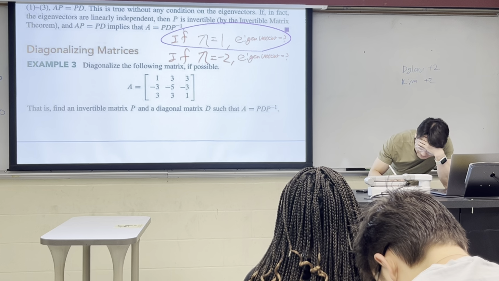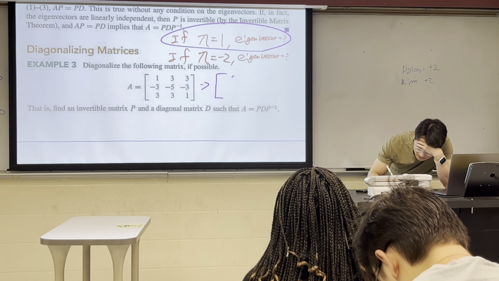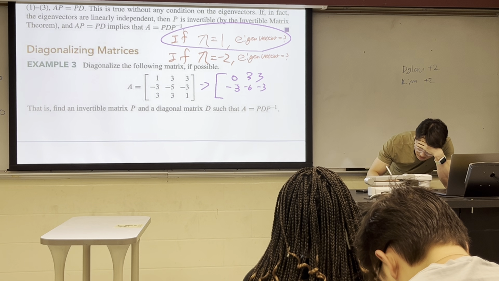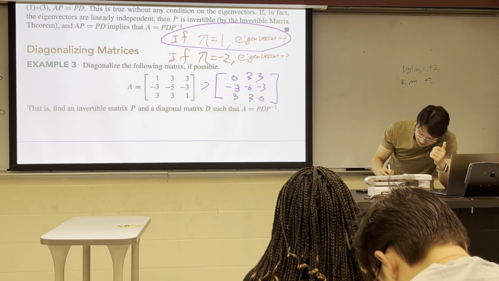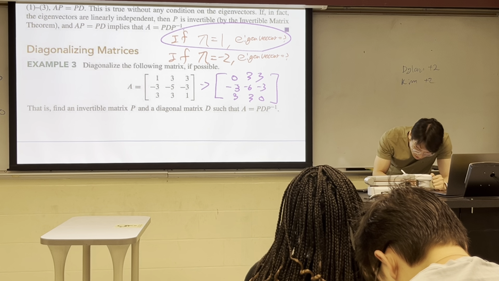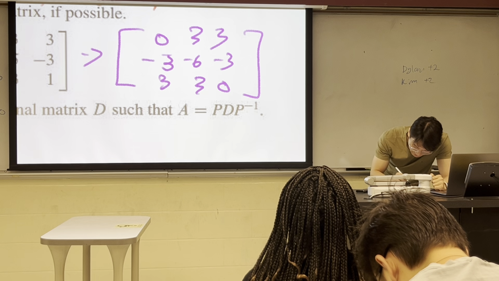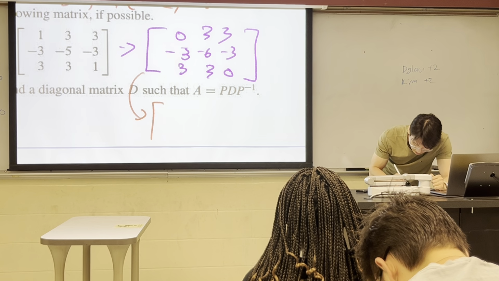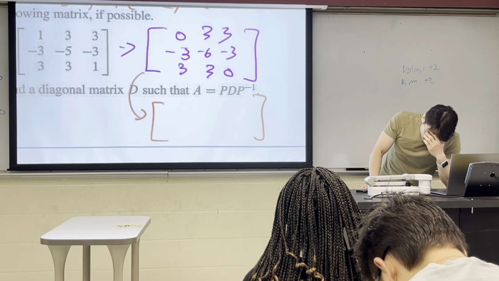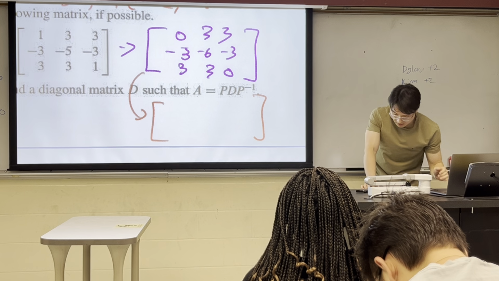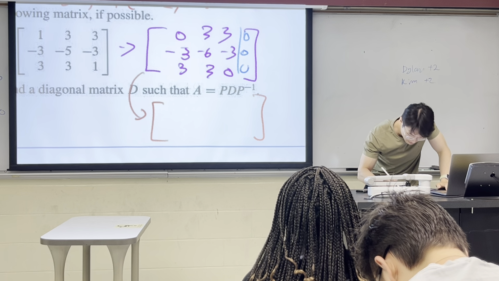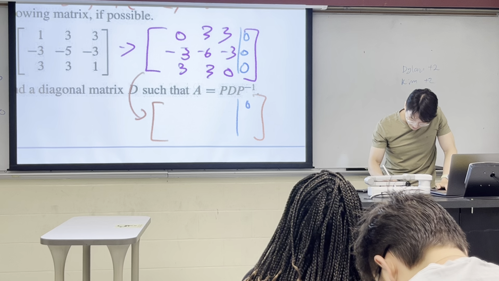Subtract 1. So you get 0, 3, 3, negative 3, negative 6, 3, 3, 3, 0. Okay. And then what can we do? Okay, so after row reduce, what do you get? Augmented matrix always works. And then what?